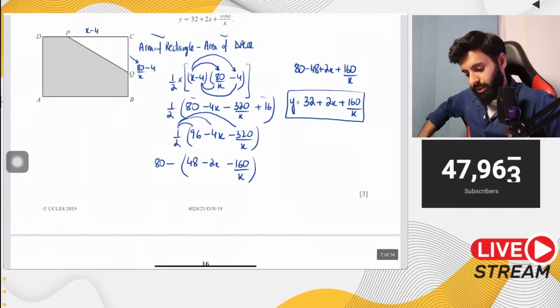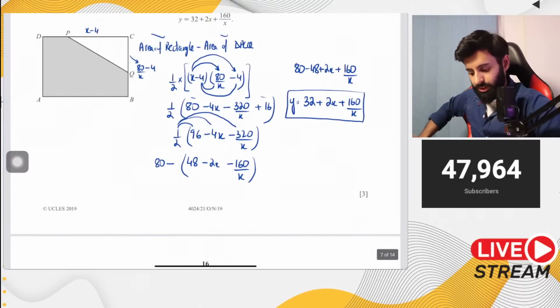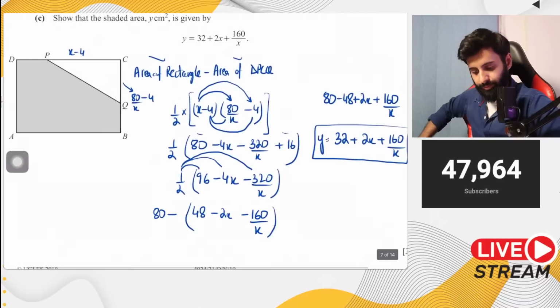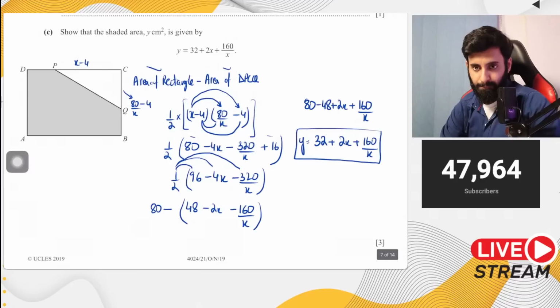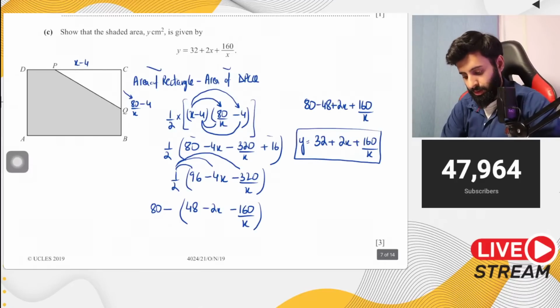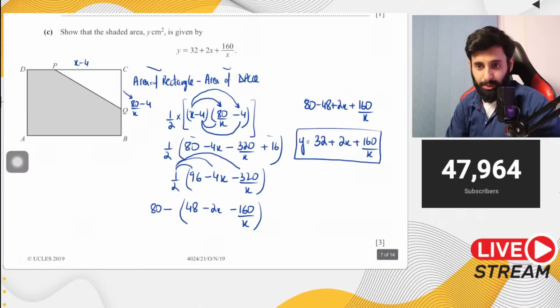Now, what are your thoughts about this? Easy, medium, hard? No, 80 won't be 80x. It's going to be 80 upon x.